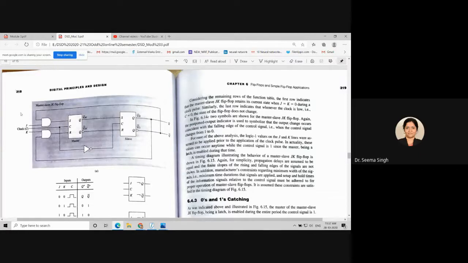Will the feedback change again now? The feedback will not change. Why will it not change? Because whatever toggling is happening will remain at QM. It will not pass further. Why will it not pass further? Because the slave is not activated yet. Slave is activated only when clock becomes 0 here.